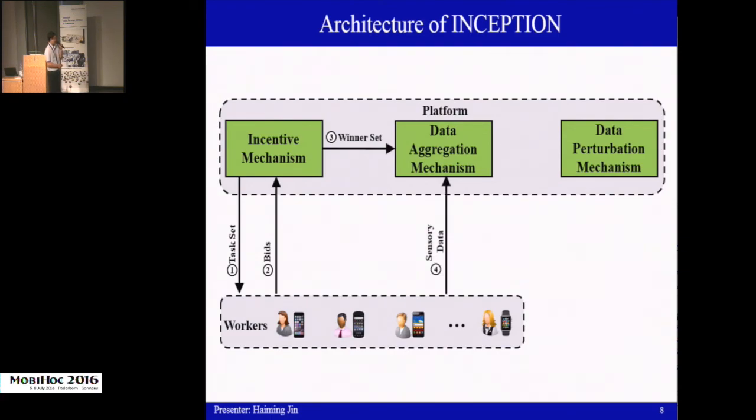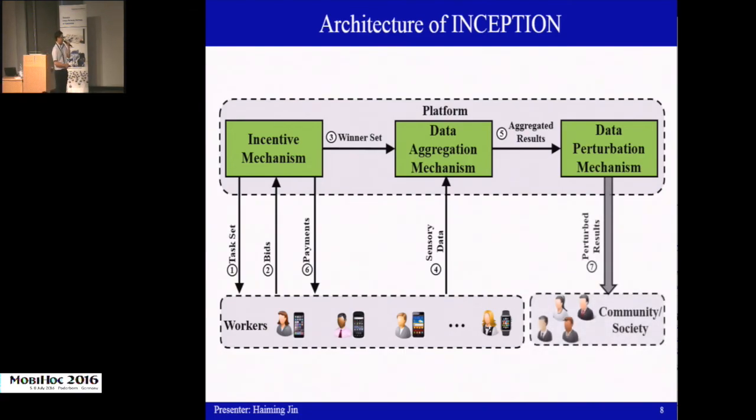After receiving workers' sensory data, the platform will calculate the aggregated results of every task, and then pay every winner according to a payment that's calculated by the incentive mechanism. Before publishing the aggregated results, the perturbation mechanism is going to add some perturbation to the aggregated result and publish the perturbed results to the community or society. So this is basically the overall workflow of our INCEPTION framework.